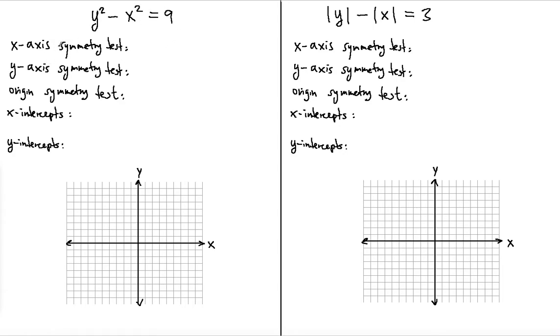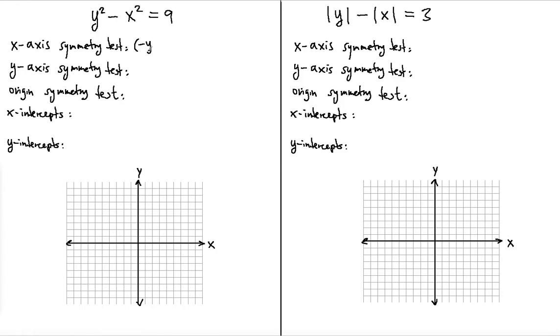First, we're going to test the x-axis symmetry. X-axis symmetry, as was noted in the previous video, requires you to negate the y and see if you get the same equation as the given left side provides, right? So if you have the same left side y squared minus x squared after negating the y, that means there is x-axis symmetry. All right, so let's try that. So we're going to negate the y.